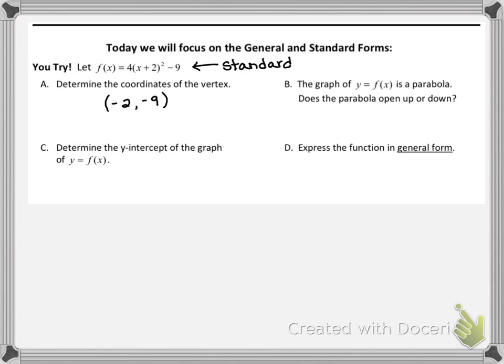So if it was x minus 2, it'd be 2 positive. Negative 9? Yes. So we always go the opposite direction in the horizontal direction.